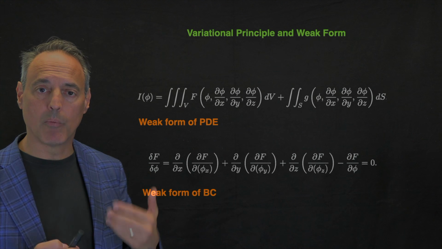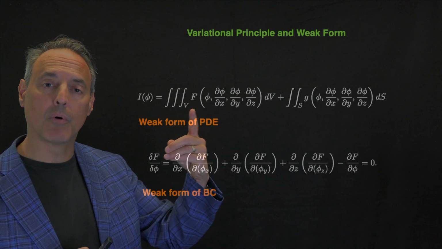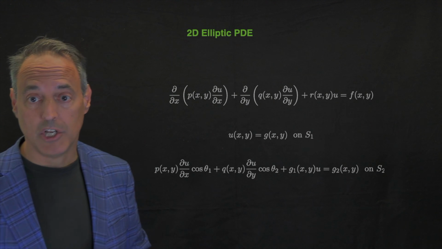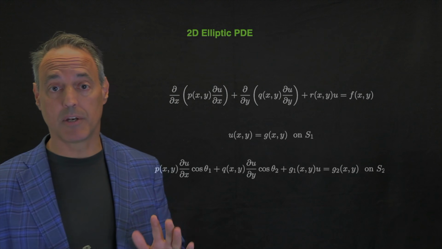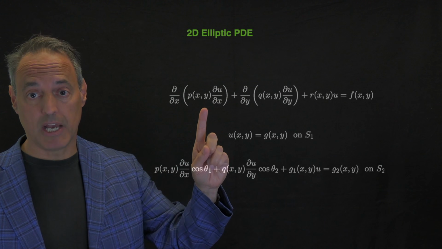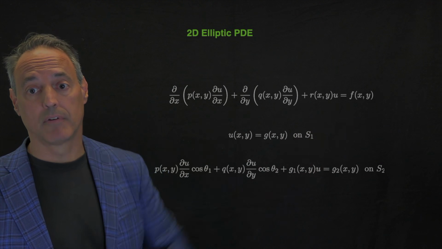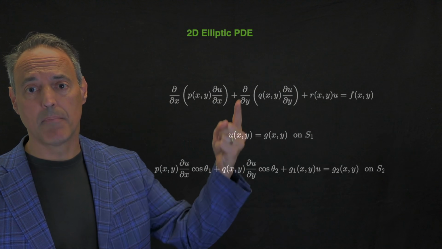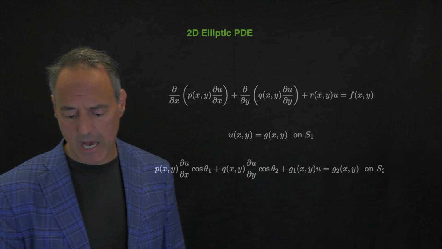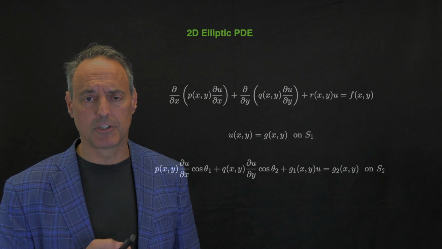In other words, what we want to do is figure out a variational formulation, the weak form, of the PDE we're considering. Okay, so remember, here's the PDE we're considering. It's the derivative in x of p of x,y times du/dx, plus the derivative in y of q times du/dy, plus r u equals f. Okay? And here are the boundary conditions. I'm mostly going to focus just on the PDE. In other words, inside that volume, how do I parameterize the PDE? The boundary conditions follow in a similar fashion.